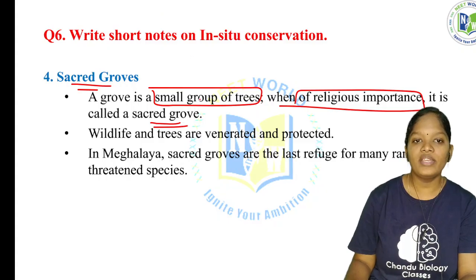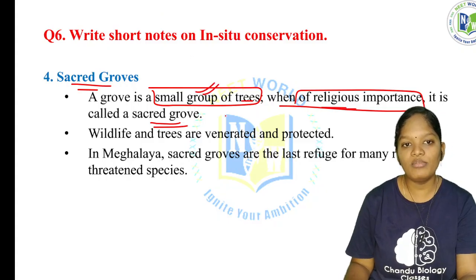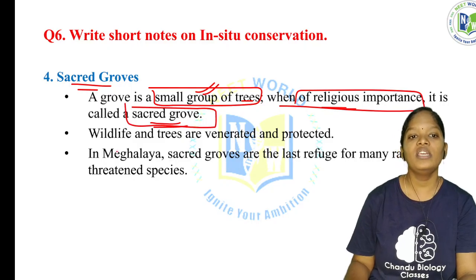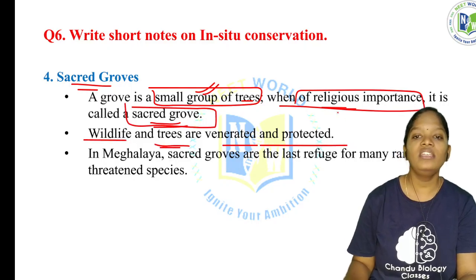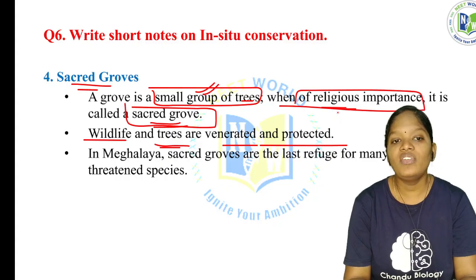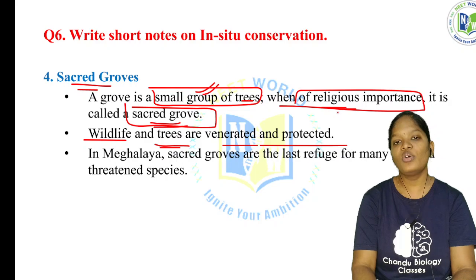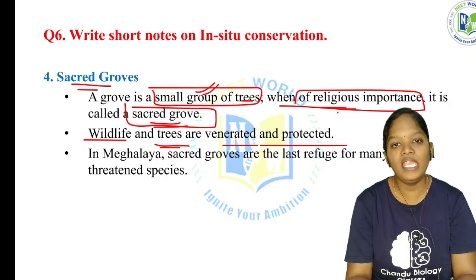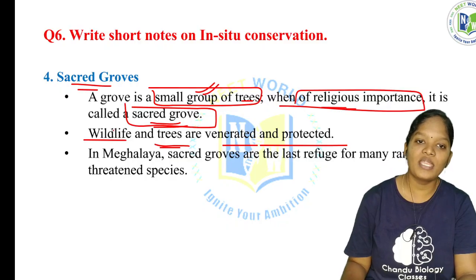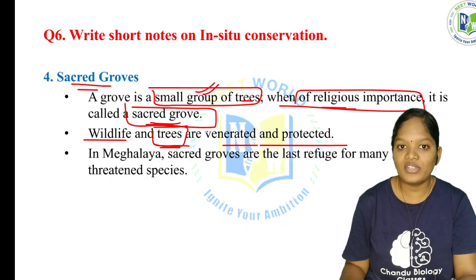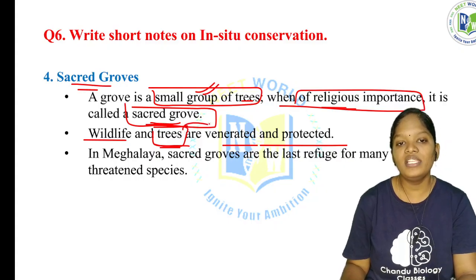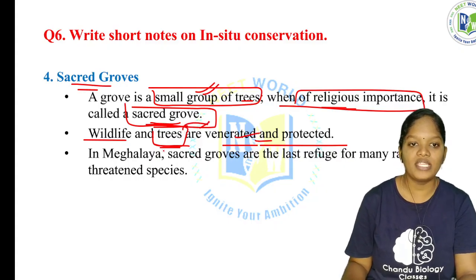So a small group of trees of religious importance is called a sacred grove. Wildlife and trees are venerated and protected. For example, the cow is considered sacred for Lord Shiva, and the lion as well. All these will be the favorite animals of those gods, so of course they will be preserved or conserved by humans also. In the same way with trees, the neem tree and tulsi plant, all these will be protected and conserved by human beings as they are considered sacred.